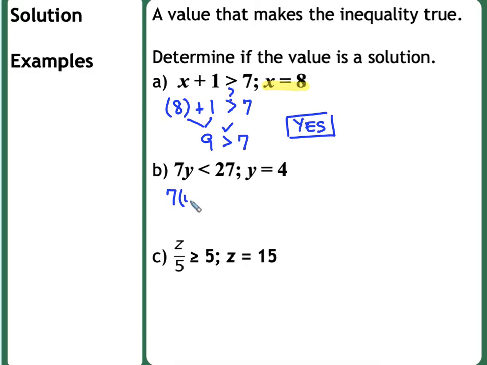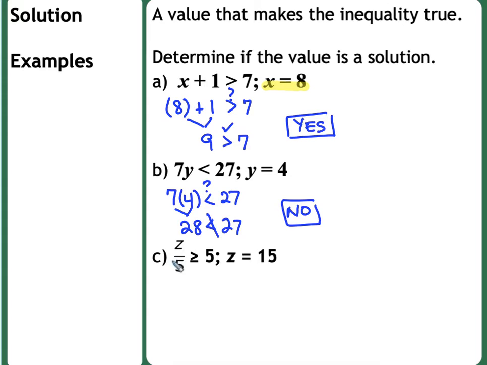So we substitute in 4 for y, and we're testing, is that less than 27? So going down, we have 28 less than 27. I think you would agree 28 is not less than 27. Put a line through it, and we say no.